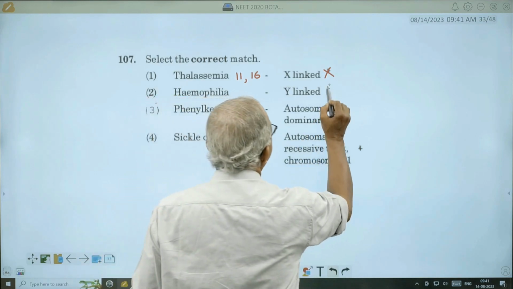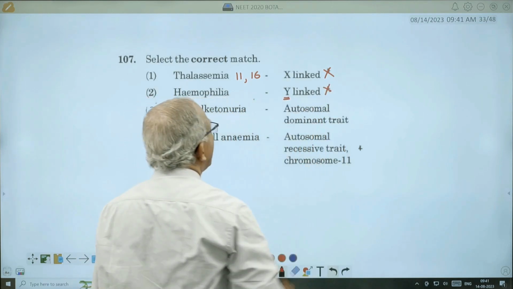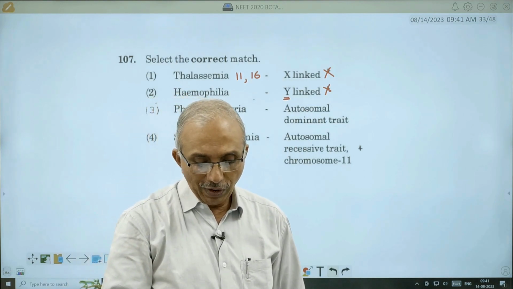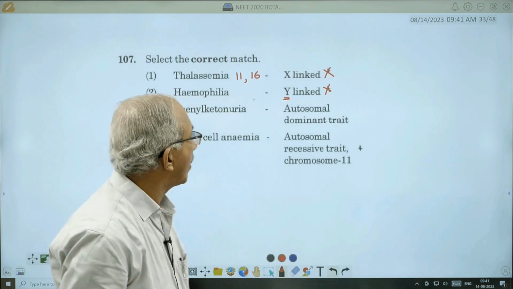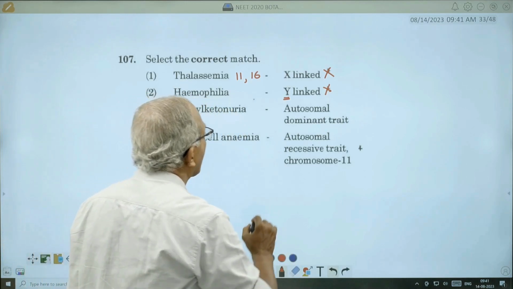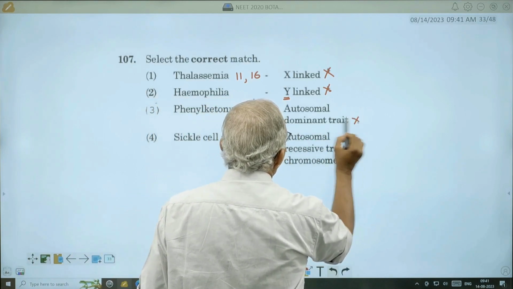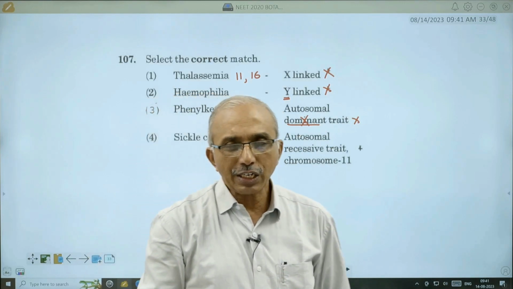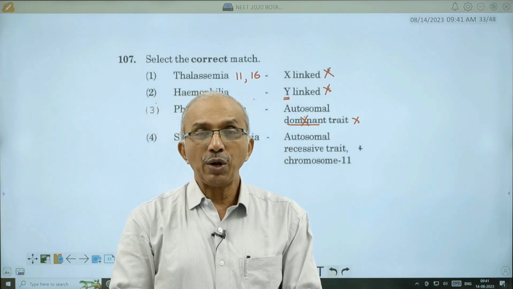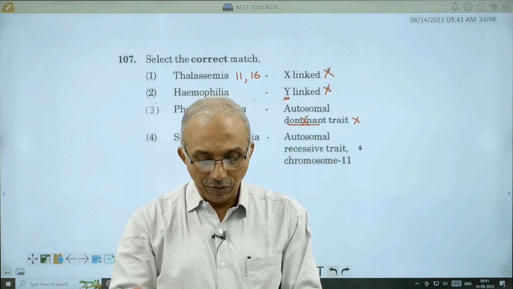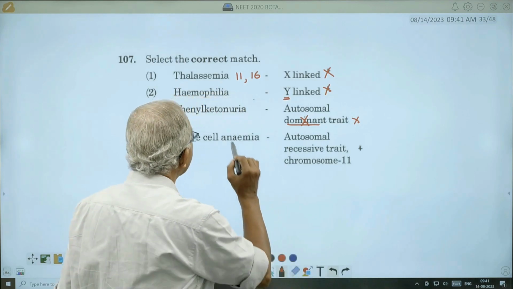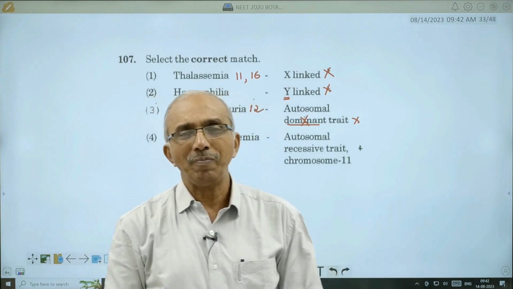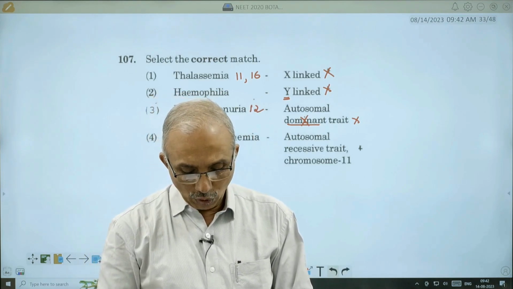Hemophilia is not a Y-linked character. Hemophilia is an X-linked disorder. Then phenylketonuria is not an autosomal dominant disorder. Phenylketonuria is an autosomal recessive disorder, and the recessive alleles are located on chromosome 12.